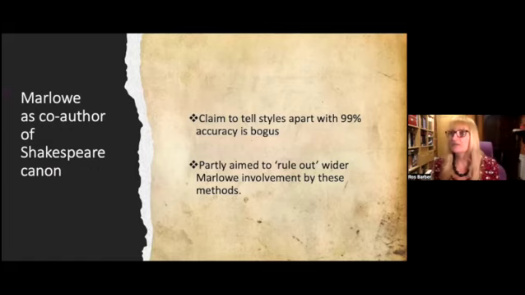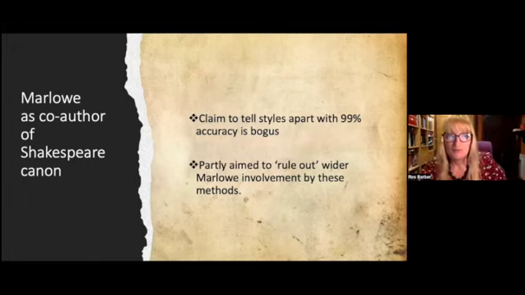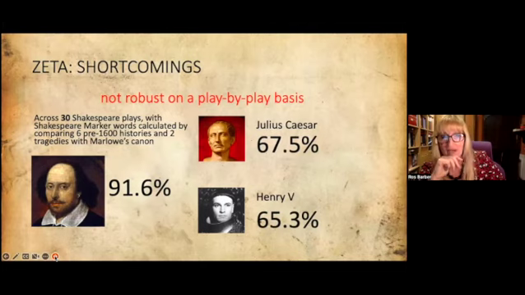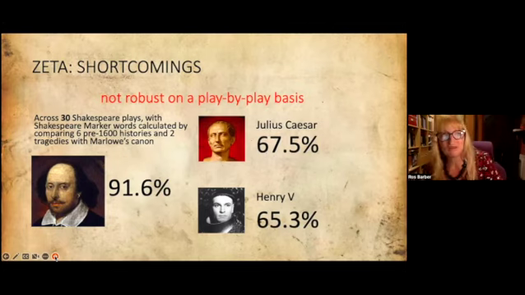You know, if you can tell the two hands apart, then we can say, well, here are the bits that Marlowe did, we can separate them out and all the rest is Shakespeare. Unfortunately, their methods were not everything they claimed to be. I'm just going to have to skim over the top of this. I have a whole presentation on the methods and the shortcomings of the two things they use, one of which is ZETA, the other one is called WANs, or word association networks.